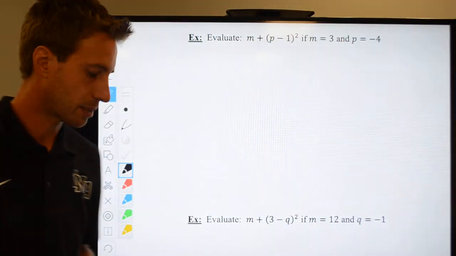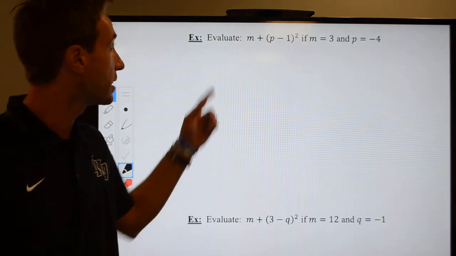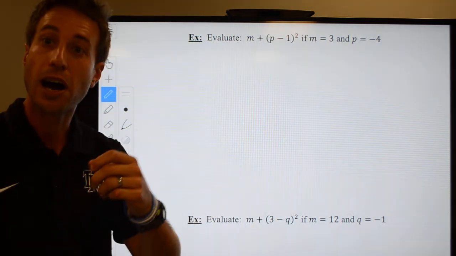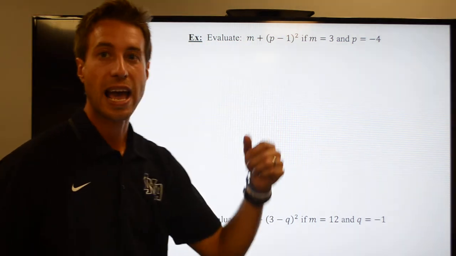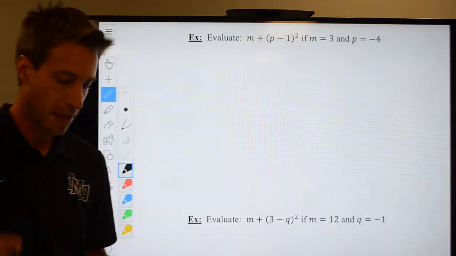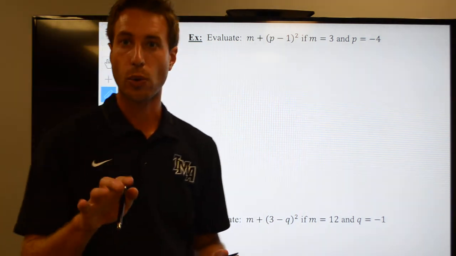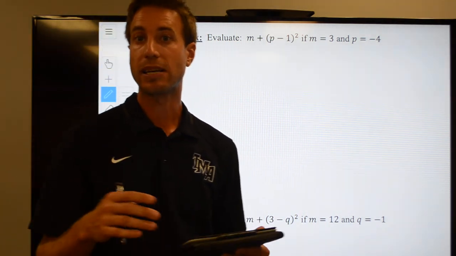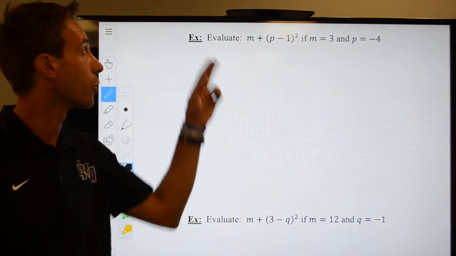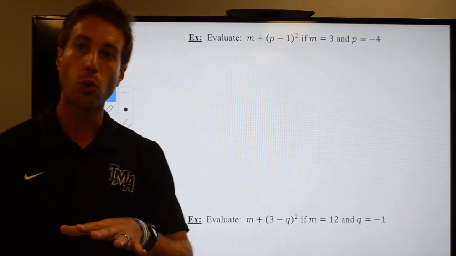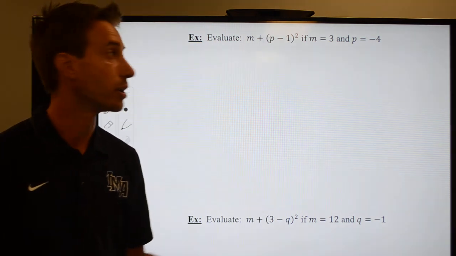So we made it to the next page in the notes, and what we're going to do is simply evaluate. Please note, evaluate means an expression. That's exactly what we've got. I've given you the expression m plus the quantity p minus 1 squared. This is an expression because there is no equal sign. There is no equal sign. We are not solving. We are going to be evaluating, and I've told you what the variables are equal to.